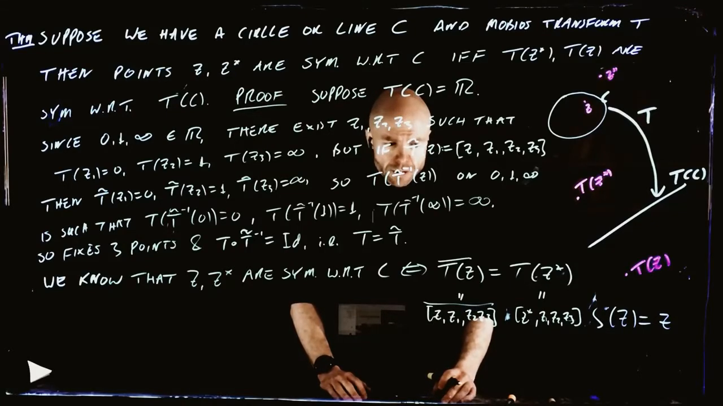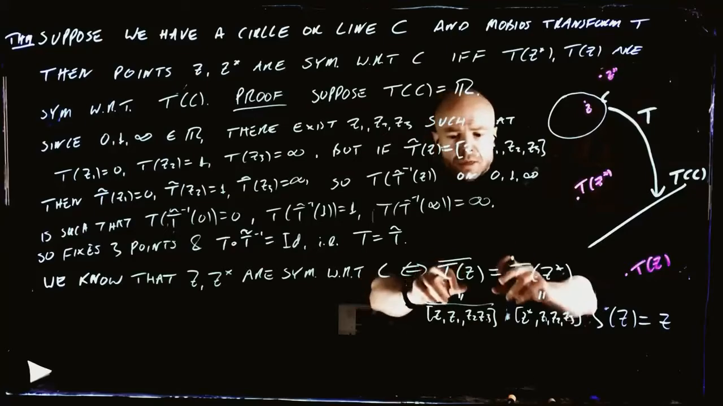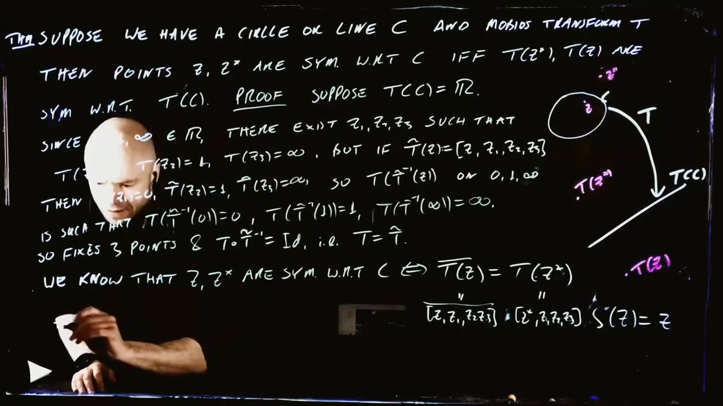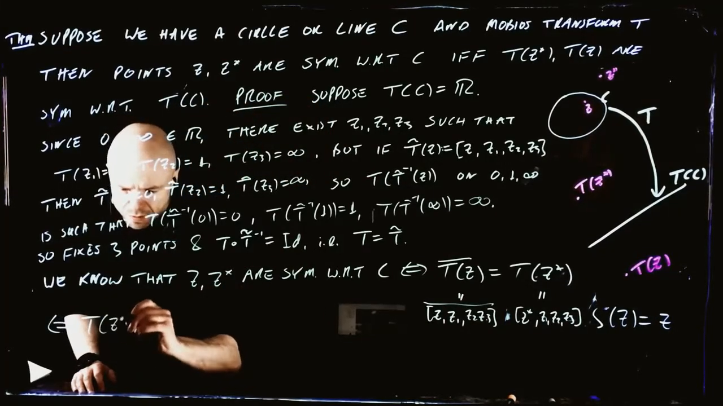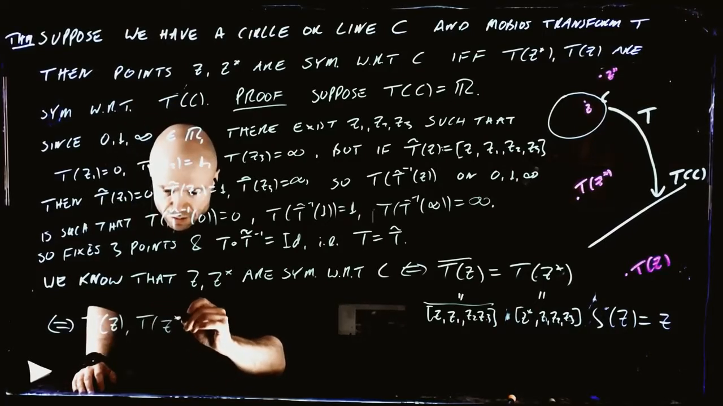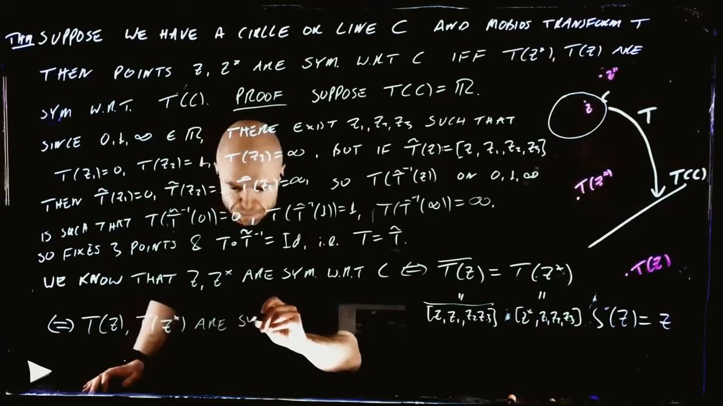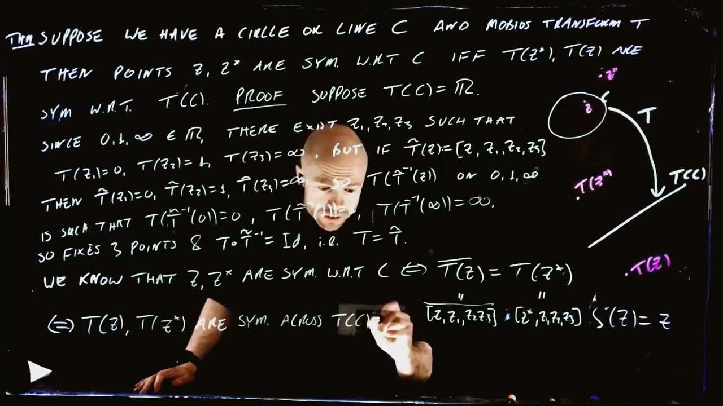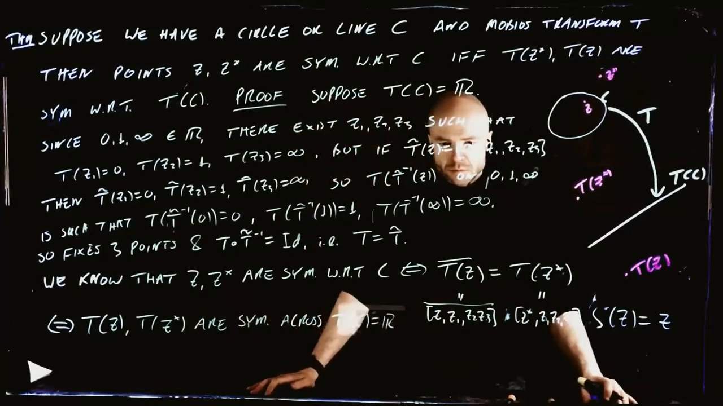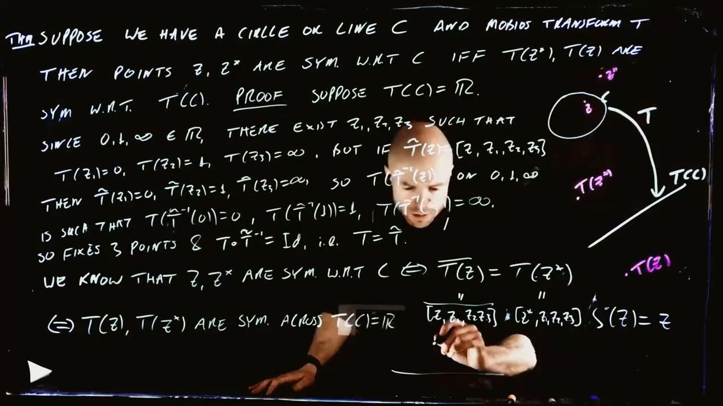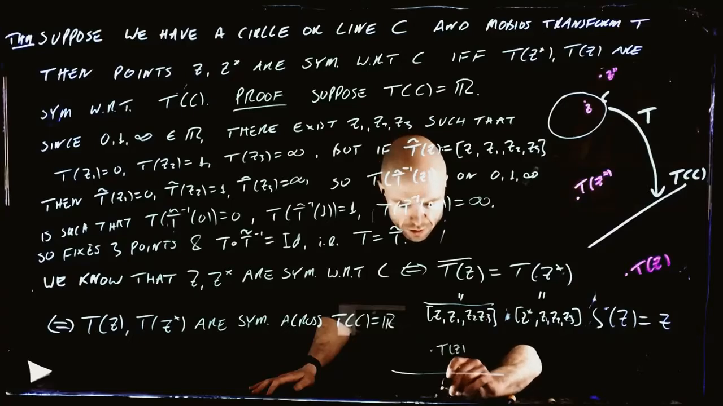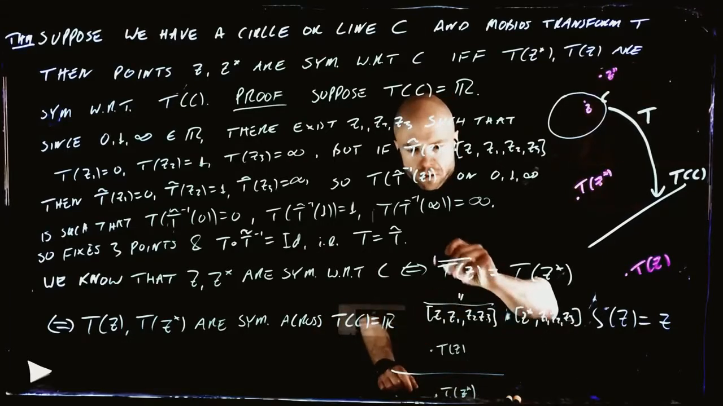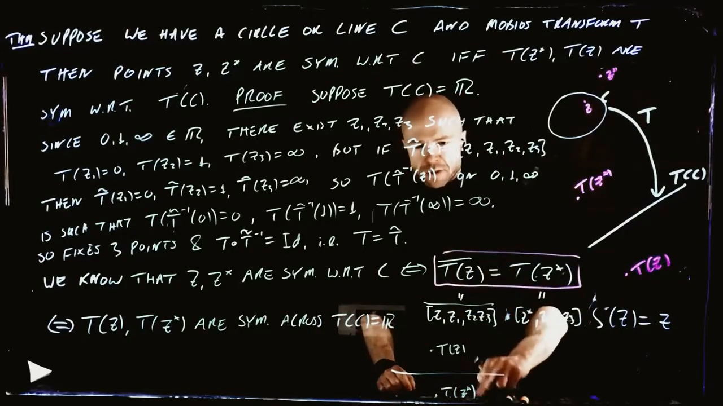But this thing is exactly the statement that images are symmetric across T of C. And this is exactly saying that T of Z and T of Z star are symmetric across T of C, because T of C is just R. Because if we have R, then T of Z and T of Z star being symmetric is exactly this statement right here. This is exactly the statement that these 2 points are symmetric across R.